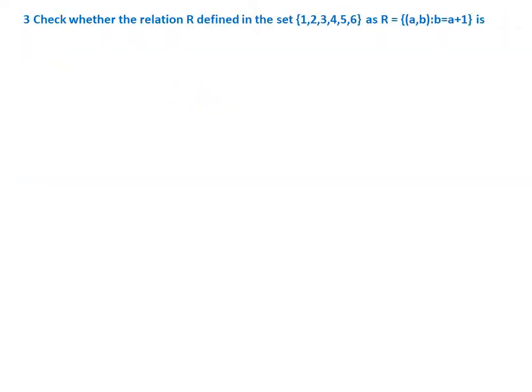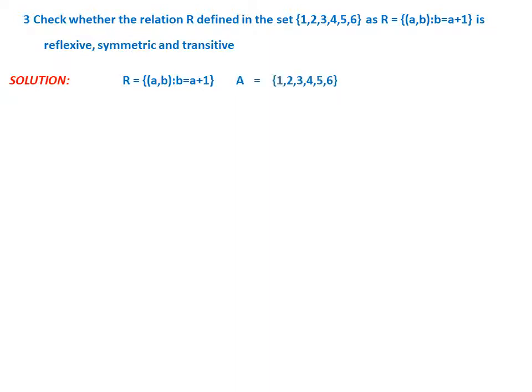Third one, check whether the relation R defined in the set {1, 2, 3, 4, 5, 6} as R = {(a, b) such that b = a + 1} is reflexive, symmetric, and transitive. So let us write first R = {(a, b): b = a + 1}, and the set given is {1, 2, 3, 4, 5, 6}. Now write the R in roster form. Whenever the set given is finite, it is always better to write the given relation in roster form. Then it is very easy to check whether it is reflexive, symmetric, or transitive.